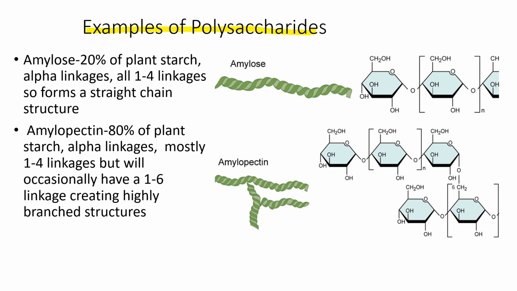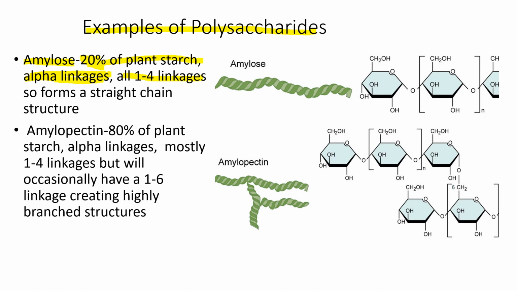And there are 2 of them. The first one is amylose. Amylose is about 20% of plant starch, and in amylose, all of the individual units get linked together in alpha linkages. We just talked about differences between alpha and beta. These are alpha linkages, and not only are they alpha linkages, they're also all 1,4 linkages.